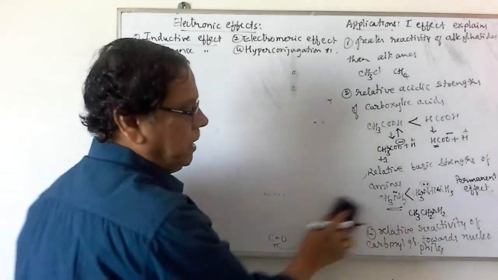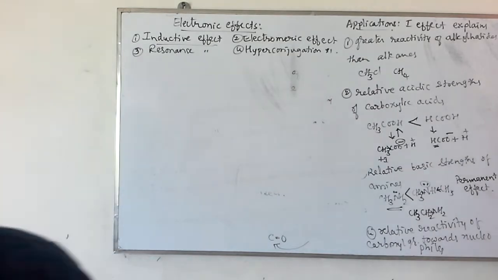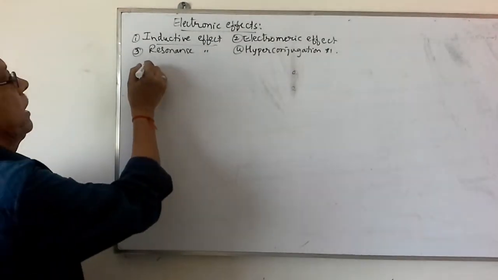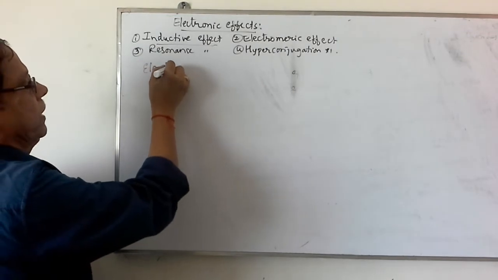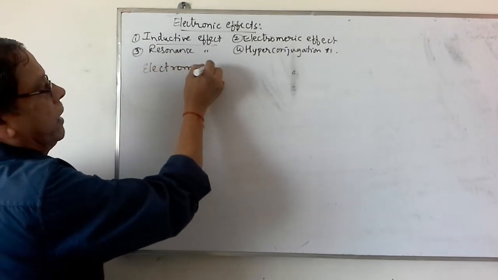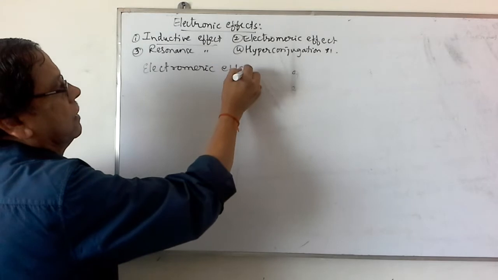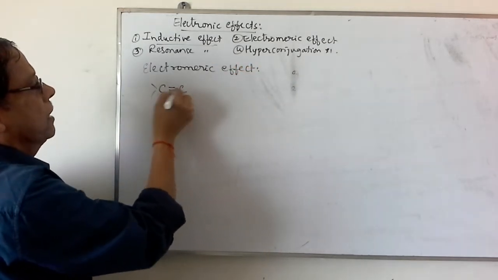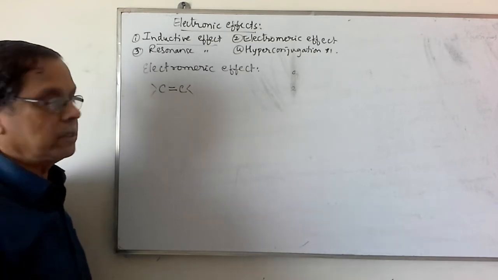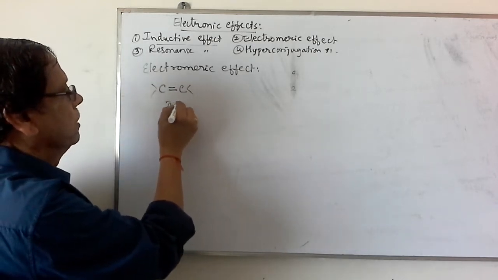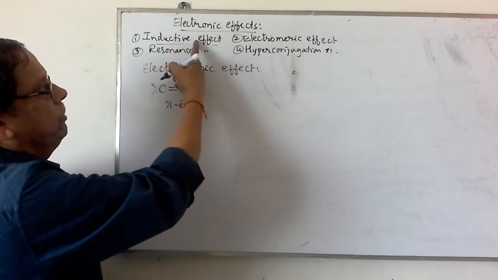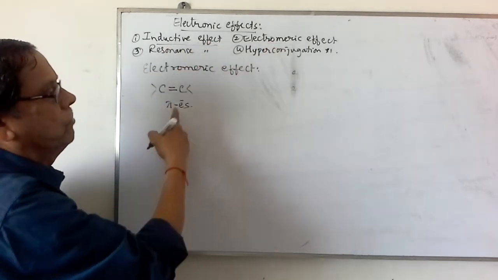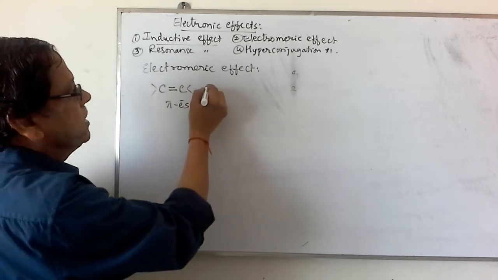Electromeric effect is actually a temporary effect, and this involves carbon-carbon or carbon-oxygen multiple bonded electrons. That is, pi electrons are involved. Compared to the inductive effect, the electromeric effect involves pi electrons, while the inductive effect involves sigma electrons. And it is a temporary effect.